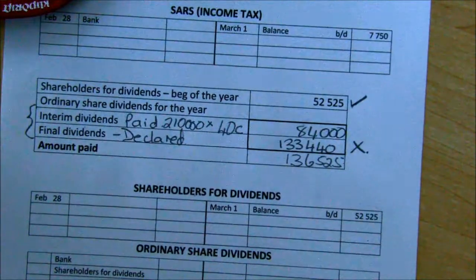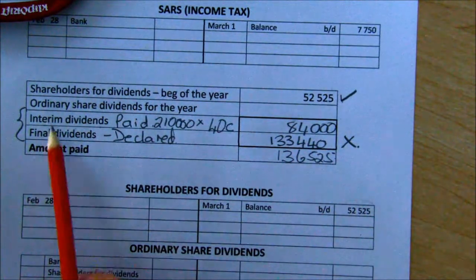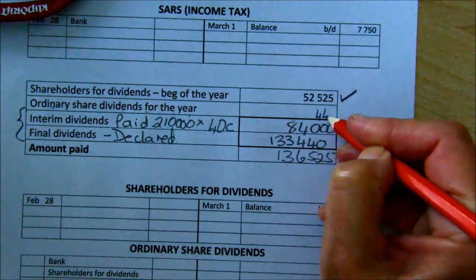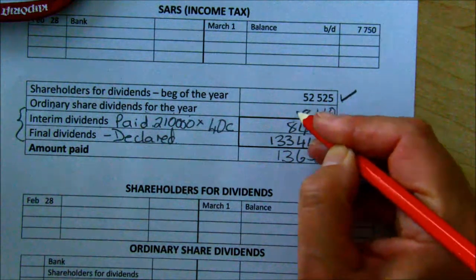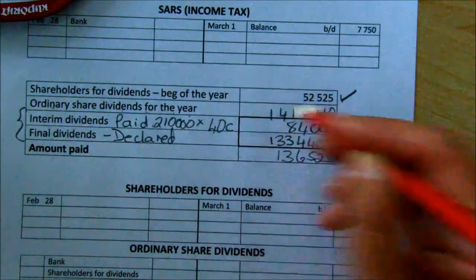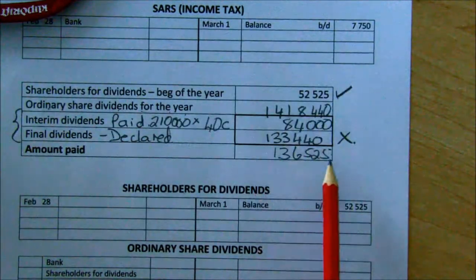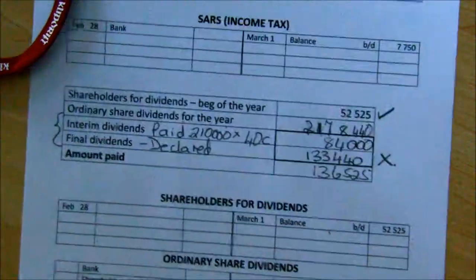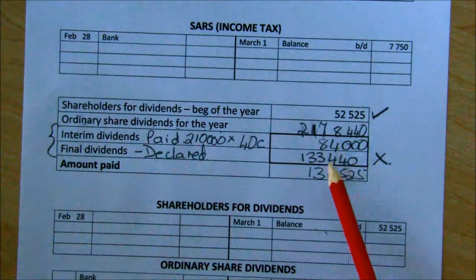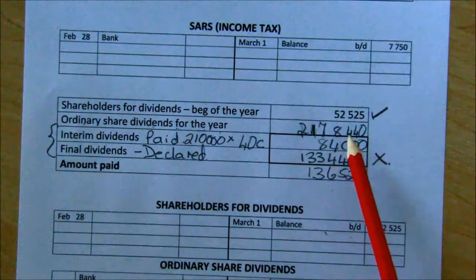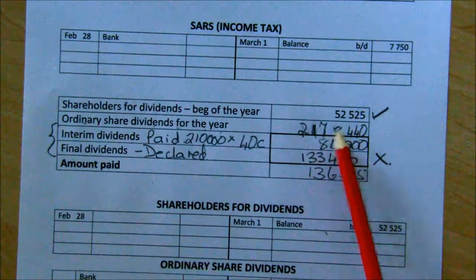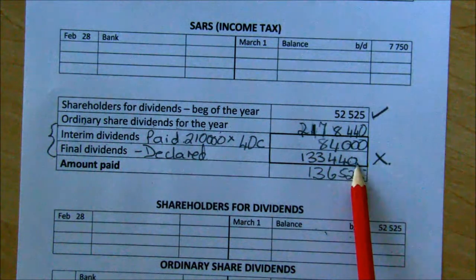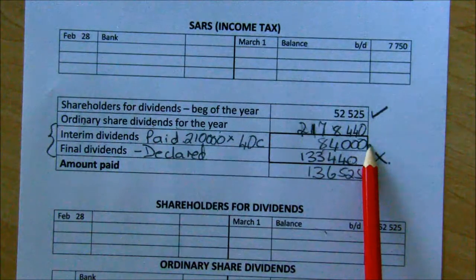Now the reason why I'm telling you this is you must just watch, because sometimes they give you the actual total dividends for the year, and if you add those two up together, you're going to get a figure of 217,540. Sorry, my apologies. That will be the total dividends. But if you were given that figure, you would have to subtract this final dividend, because remember, this is not being paid. So the only one that's been paid is the 84,000.